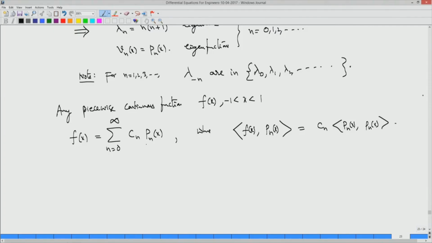All other things will be 0. So, that means Cn is, you can rewrite. So, you can write integral minus 1 to 1 f(x) Pn(x) dx, these are all real valued, so there is no bar, doesn't matter, divided by integral minus 1 to 1 Pn squared of x dx. You know the value of this. This is actually 2 divided by 2n plus 1. So, you have (2n plus 1) by 2.